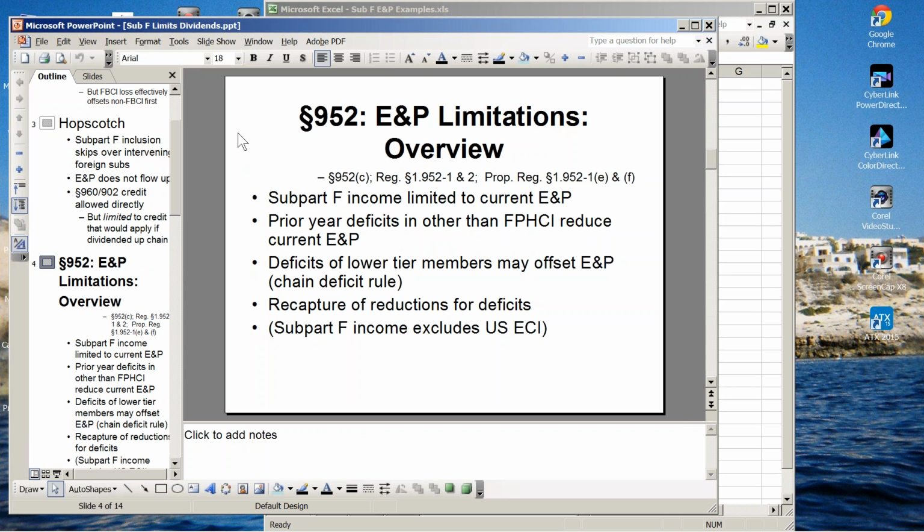I will distribute an example on this 956 limitation, and I'll put some audio with it. The rest of Subpart F has a second aspect of limitations, and that's an overall E&P limitation.